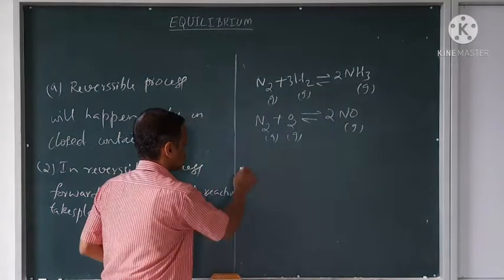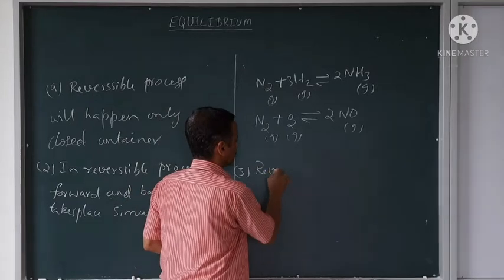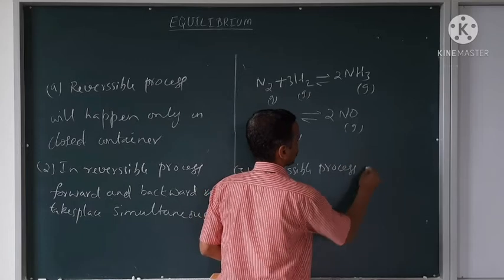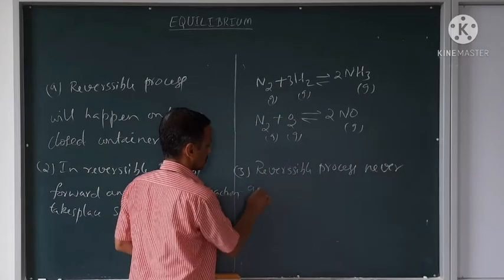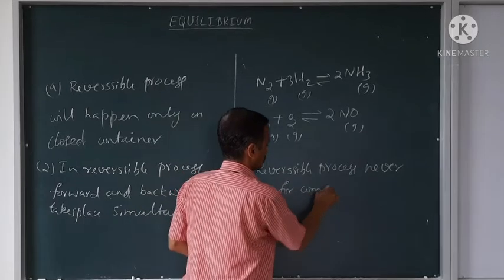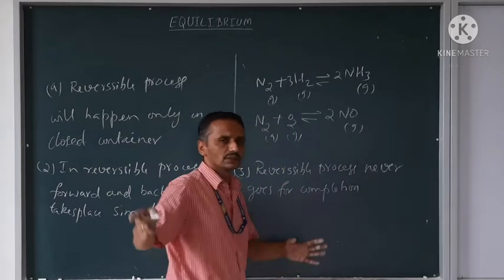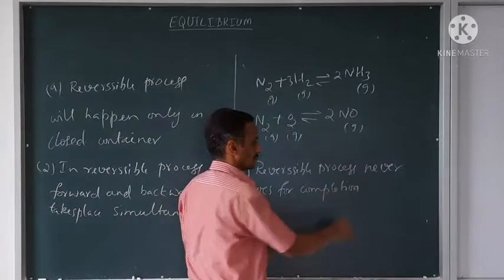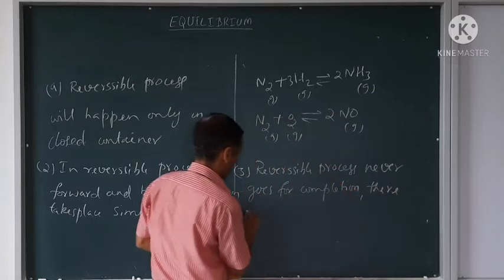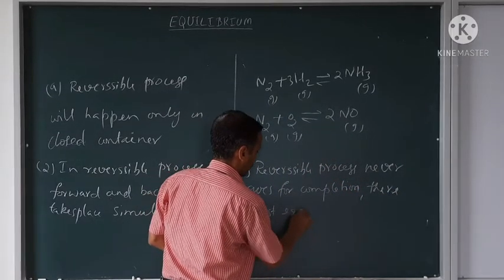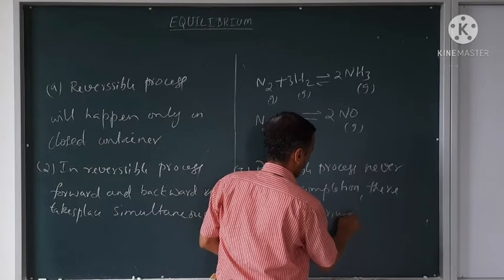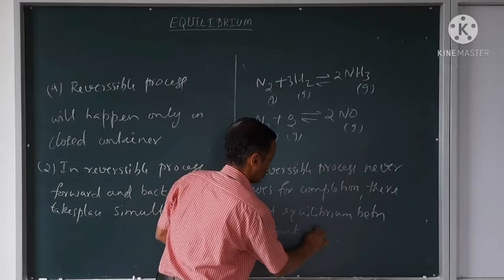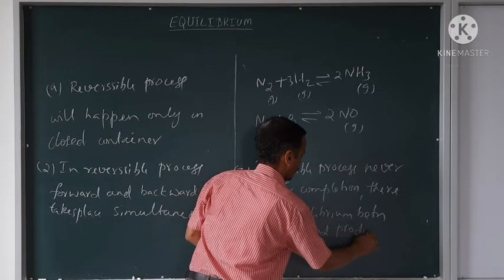Now third one, a reversible process never goes for completion, because there exists an equilibrium between the reactant and the product. So they never go for completion.